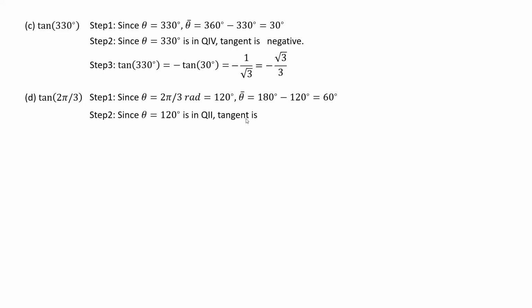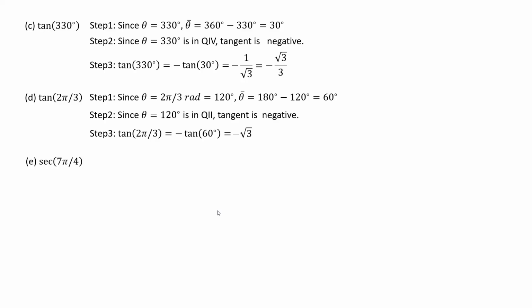Since theta is 120, it is in quadrant 2, where only sine is positive, and so tangent must be negative. Tangent of 2 pi thirds is tangent of 60, the reference angle 60. The only thing is it's negative. Negative square root of 3. Cool. Sine 60 is square root of 3 over 2. Cosine 60 is 1/2. So square root of 3 over 2 over 1/2 is square root of 3.